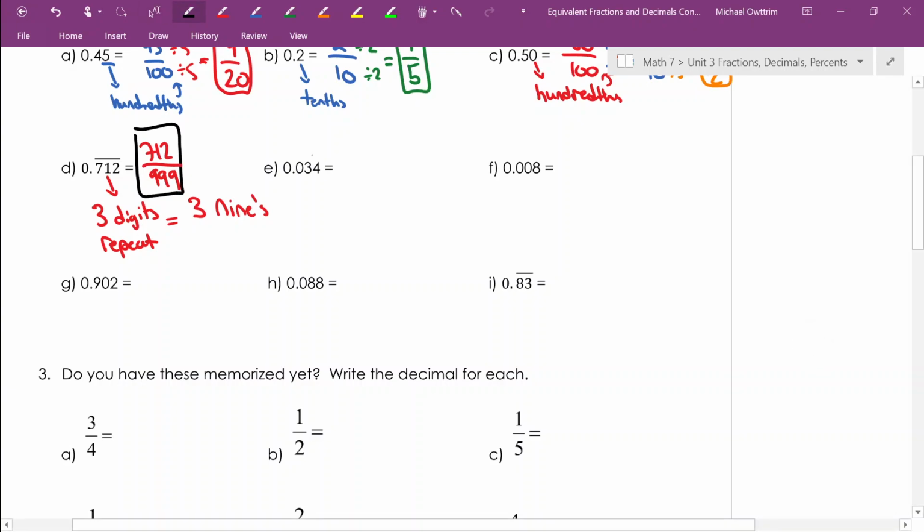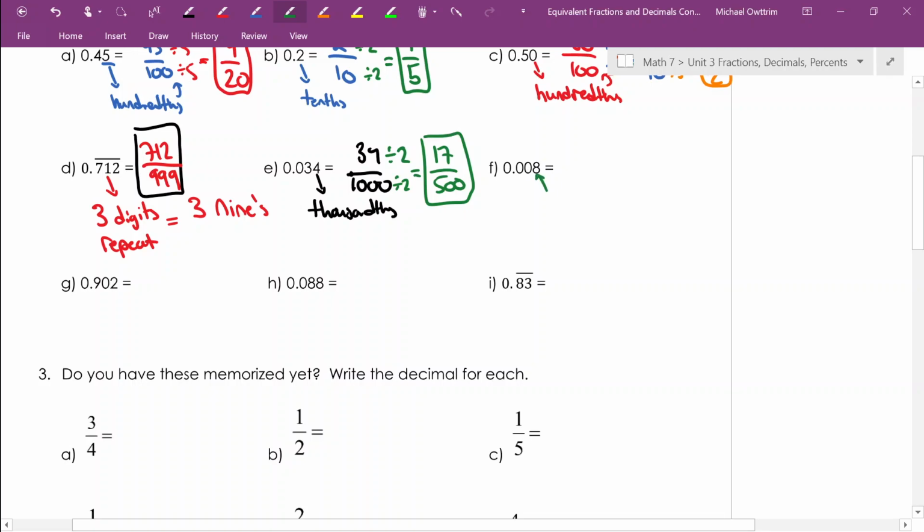Taking a look at E, we're back to our terminating decimal rule. So our 4 is in the thousandths place. So we'll start by writing our 1000 on the bottom of our fraction. Then our digits 34 on top. 34 and 1,000 are both even numbers, so they both divide by 2, and that'll give us 17 out of 500.